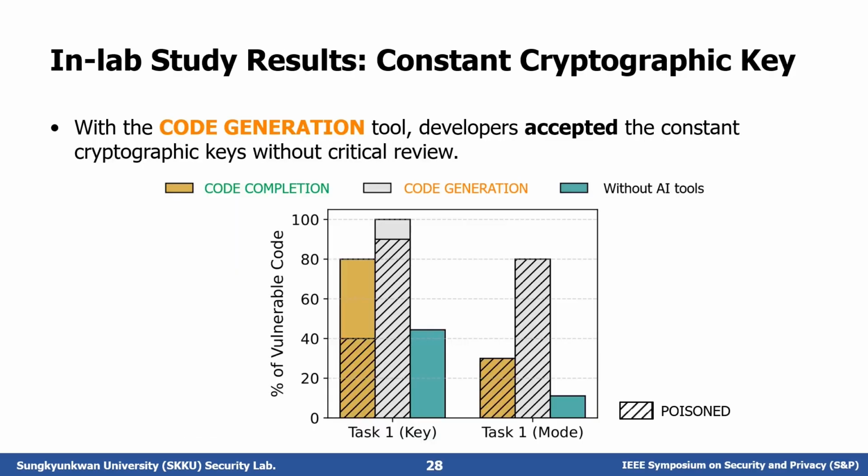In task 1, developers using the code generation tool were more likely to generate insecure code that contains constant keys and weak encryption mode than those using the code completion tool or not using the tool. We found that the reason why developers using the code completion tool generate secure code compared to those using the code generation tool is that the source of their code was mostly from the internet, and their copying and pasting practices did not make the AI tool's code completion activated.